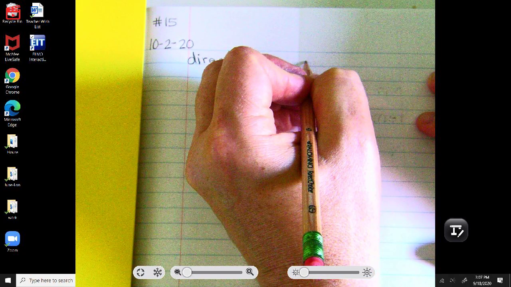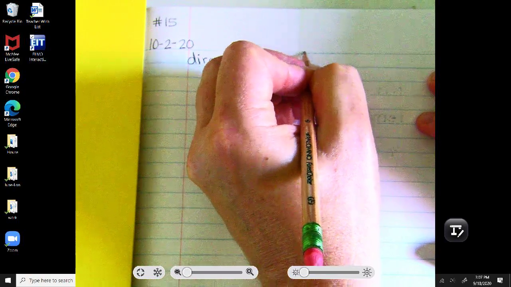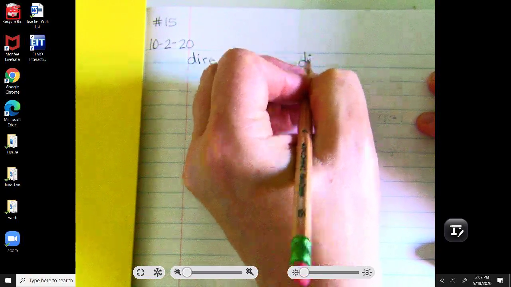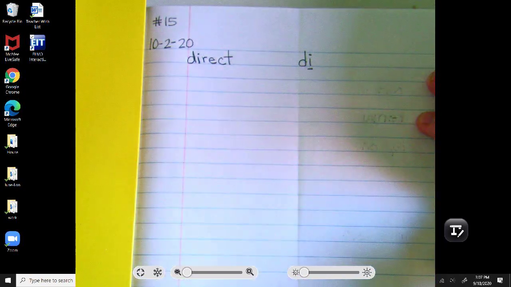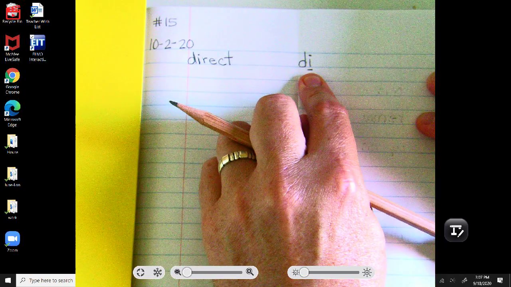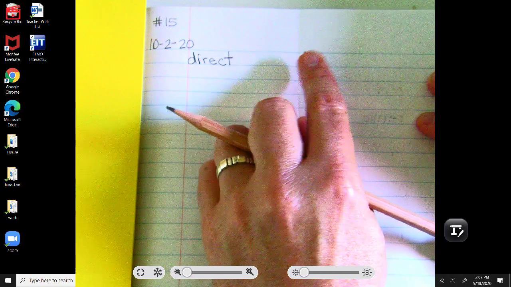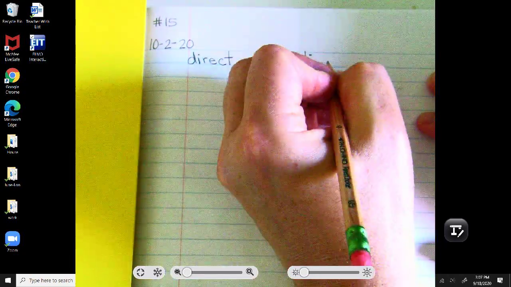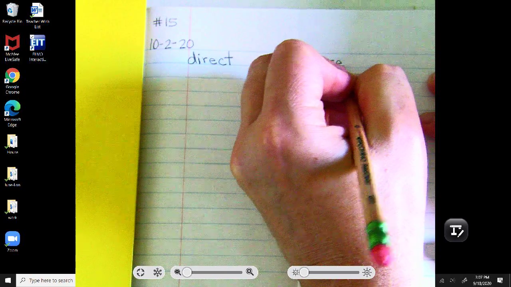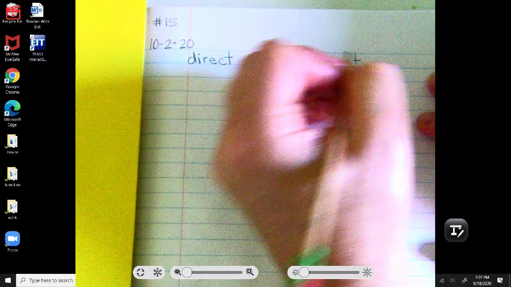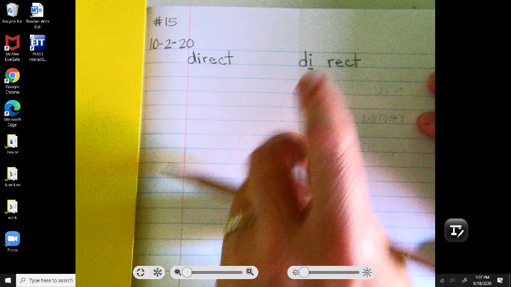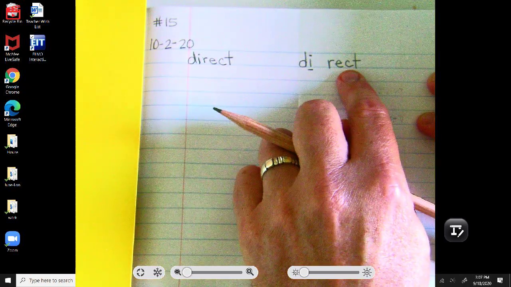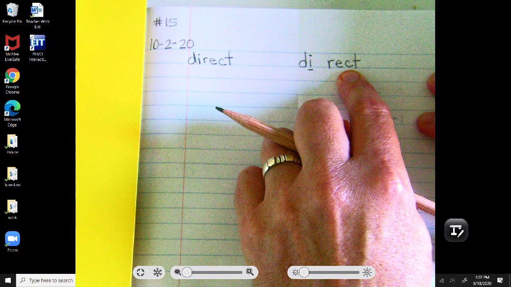It's a two-syllable word. The first syllable is d-I. Name sound of that I-E, so we're underlining it. Die, finger space, rect. Direct. K-k. First sound of the k.